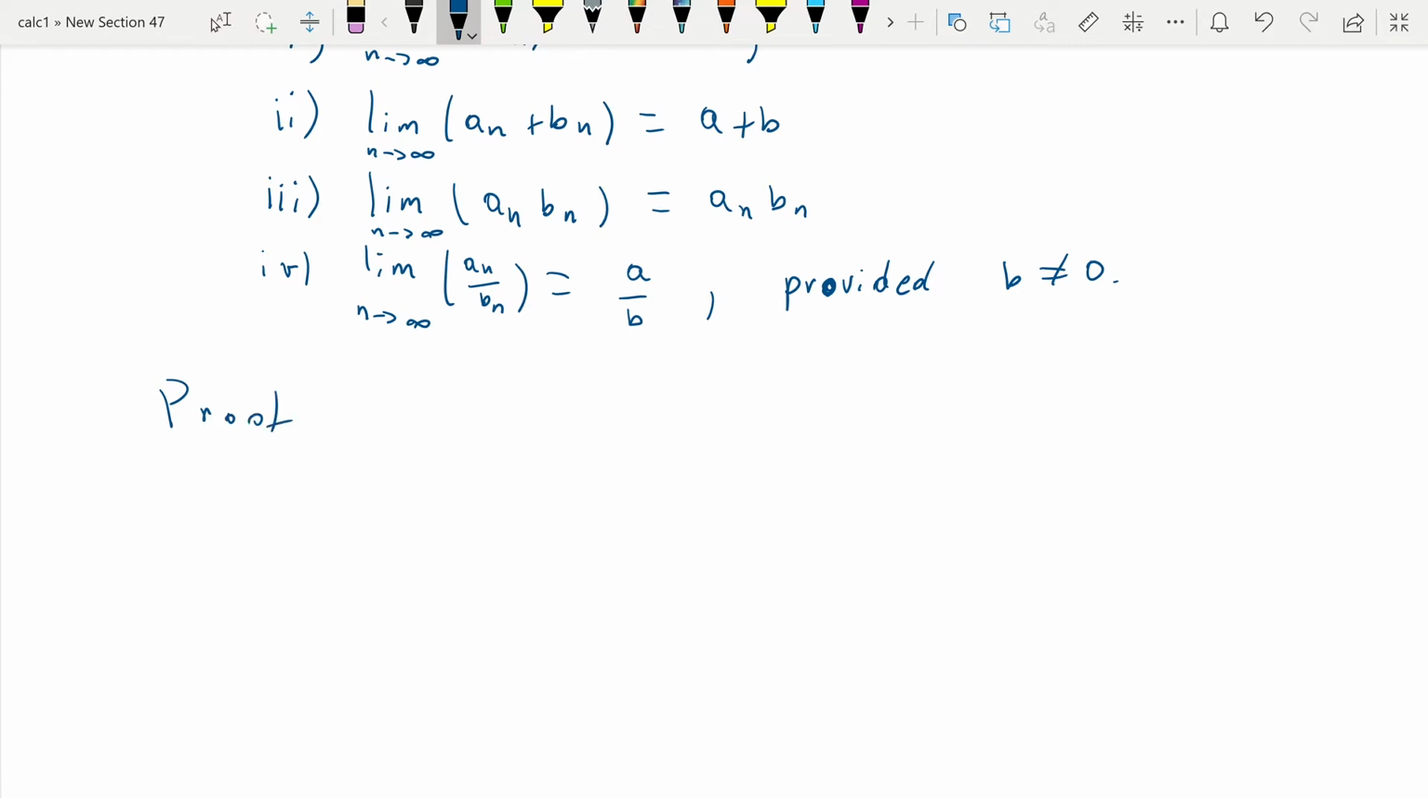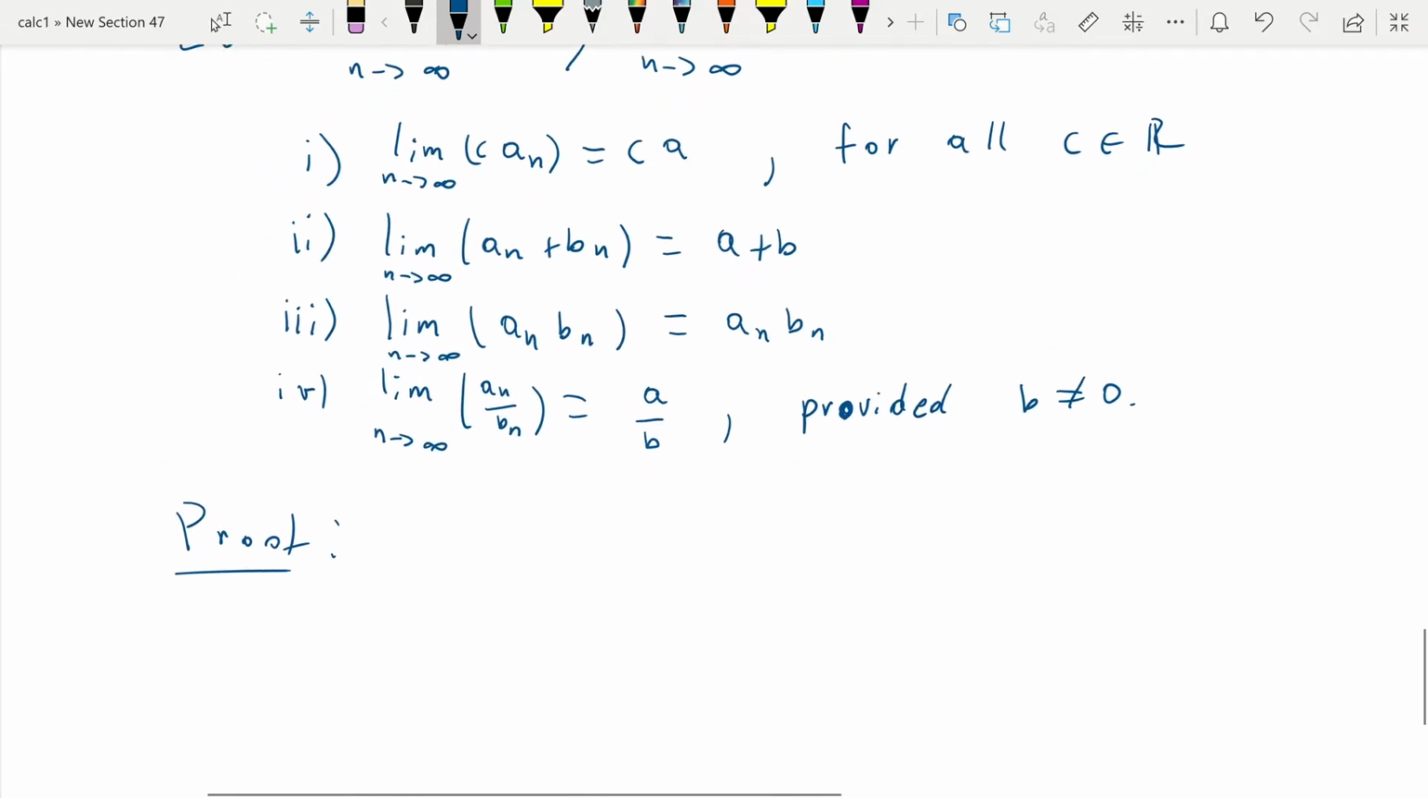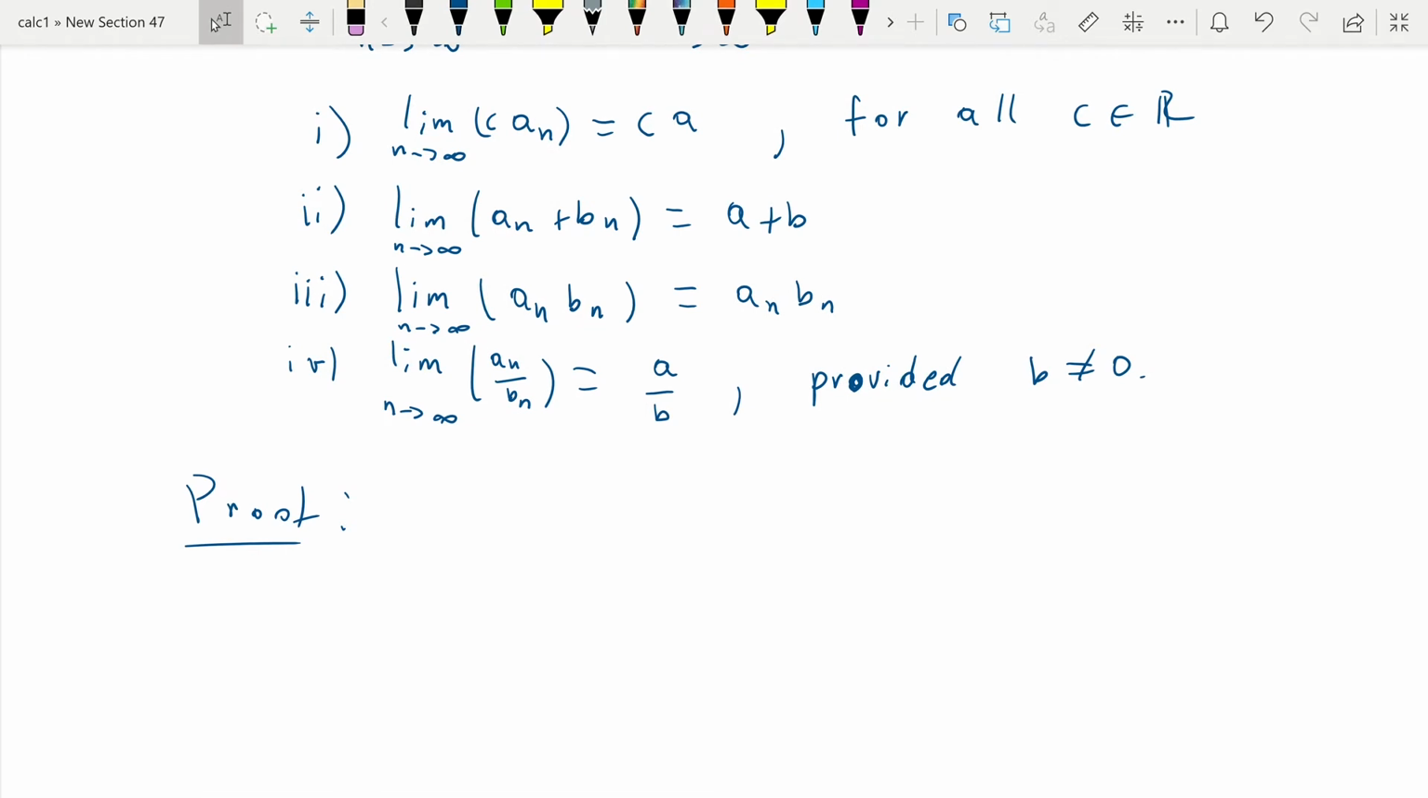Okay, so we are going to prove a few of these statements, and the rest are going to be left to you as exercises. You should read them and try to reproduce them on your own.